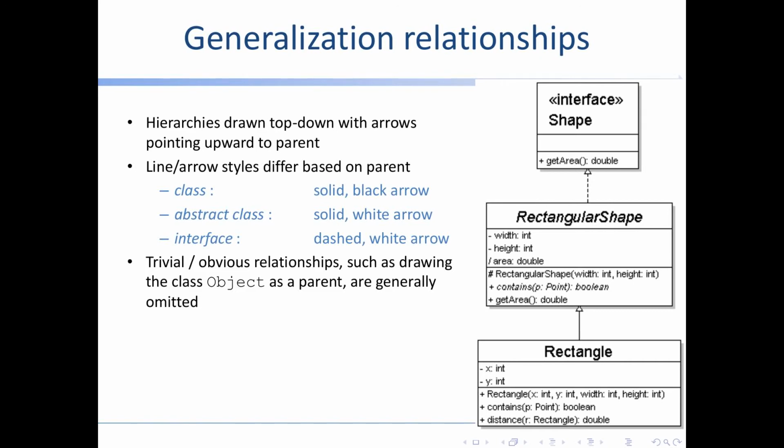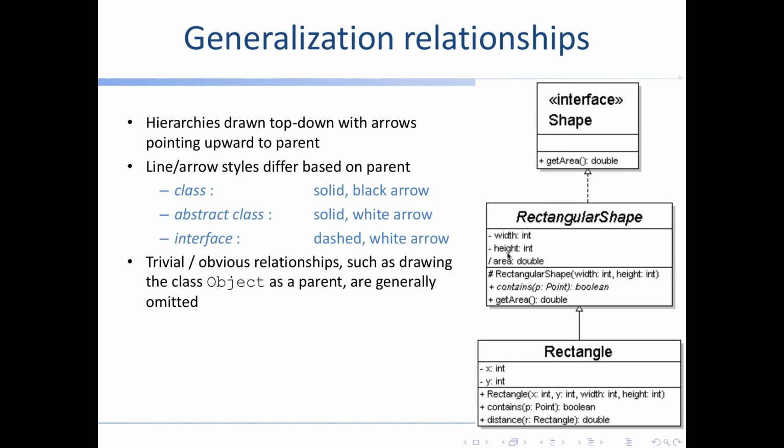Let's start with the generalization, like inheritance. So here you see an interface that defines no attributes, because interfaces only define methods. Now this rectangular shape implements this interface, so it is like inheriting from it. Because it's implementing the interface, you show it with a dashed line. So let's see: interface, dashed line and white arrow. Okay.